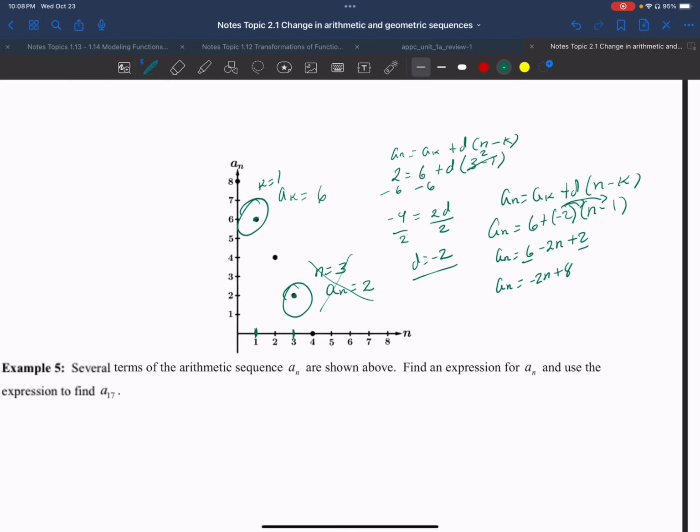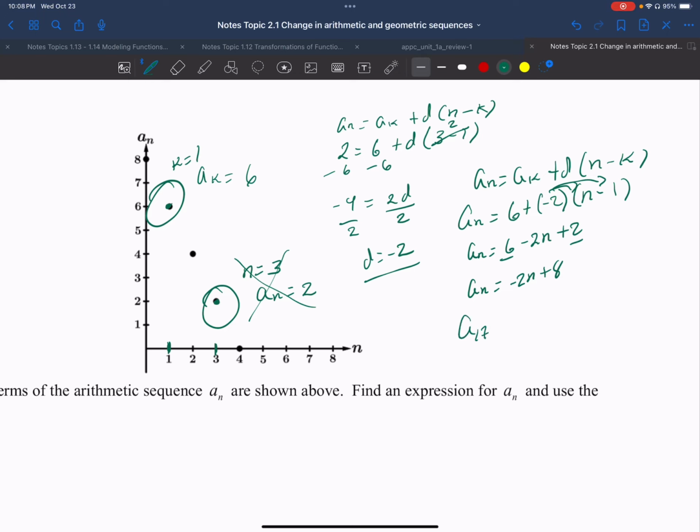And then they wanted me to find a sub 17. So I'm going to do -2 times 17 plus 8. -2 times 17 will give me -34, plus 8, which will give me a sub 17 equals -26 as my second answer.